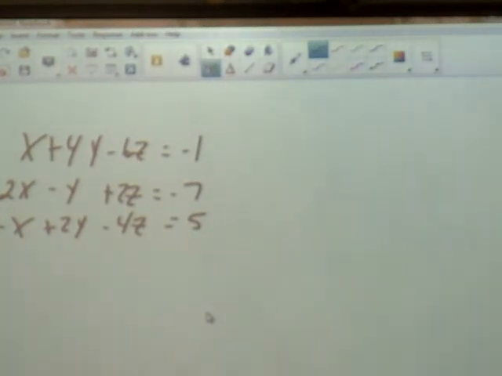Alright, let me tell you about your answer on this so you'll know. There is one solution, so you're going to get an ordered triple, an x, a y, and a z. They're all whole numbers, so if you get fractions or decimals, you've messed up somewhere. If this were up to me, I would eliminate the x's. I'd put the first one and the last one together, and then maybe the first one and the second one, something like that.